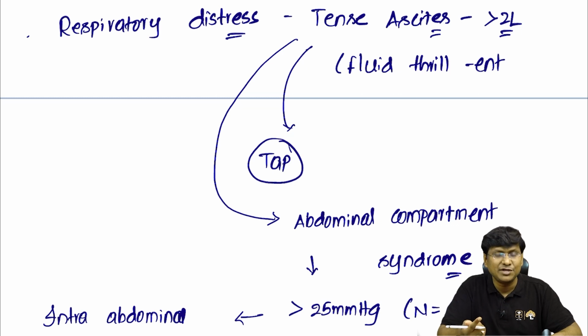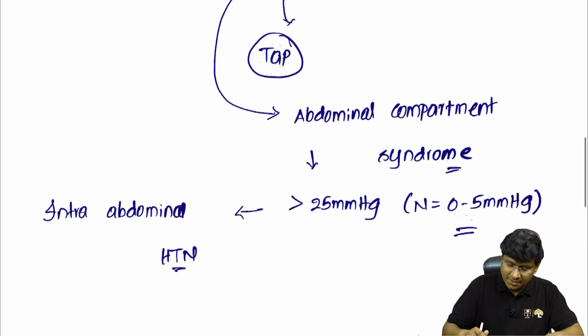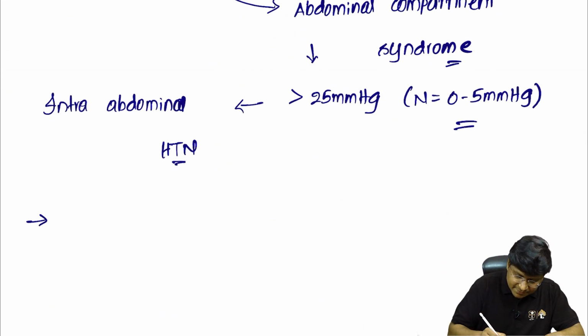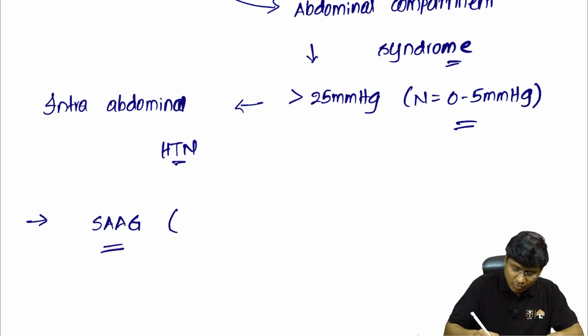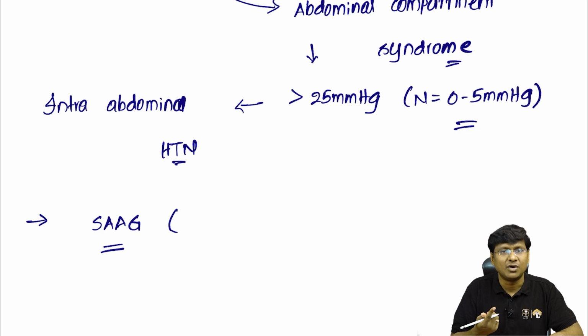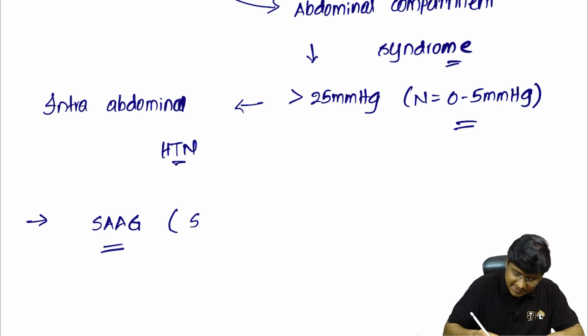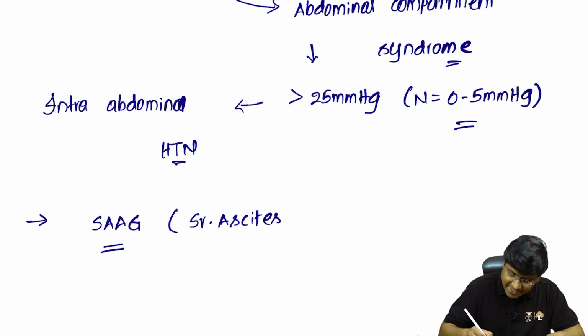Now at the same time, you need to be very much aware of the various etiologies causing ascites. The etiologies causing ascites have been classified based on one important parameter called SAAG. Now what do you understand by this terminology called SAAG? That is the serum ascites albumin gradient, or serum and ascitic fluid albumin gradient.